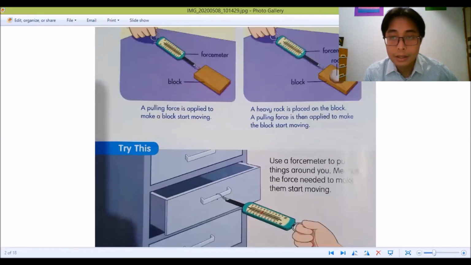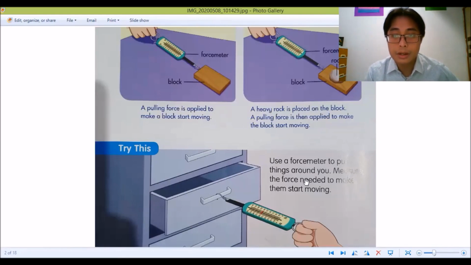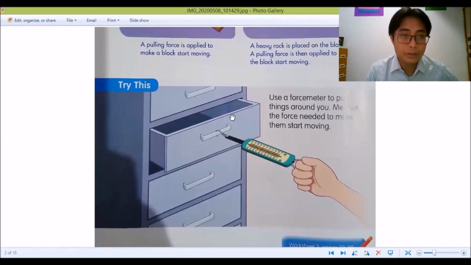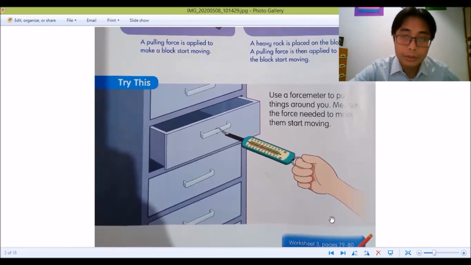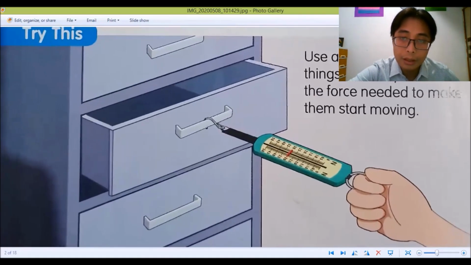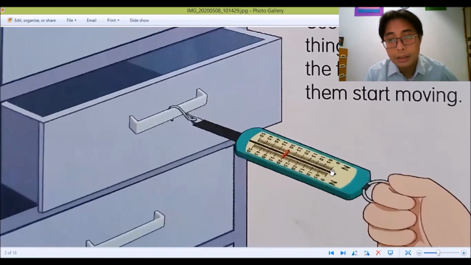Try this. Use a force meter to pull things around you. Measure the force needed to make them start moving. Here we have a drawer of a cabinet. When we pull this, according to the picture, the force that we have here is 3 Newton also.